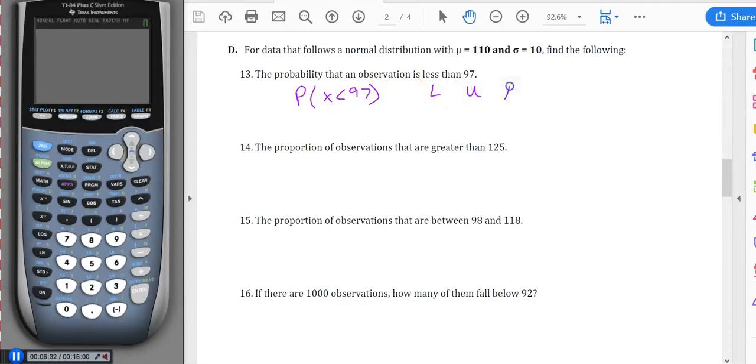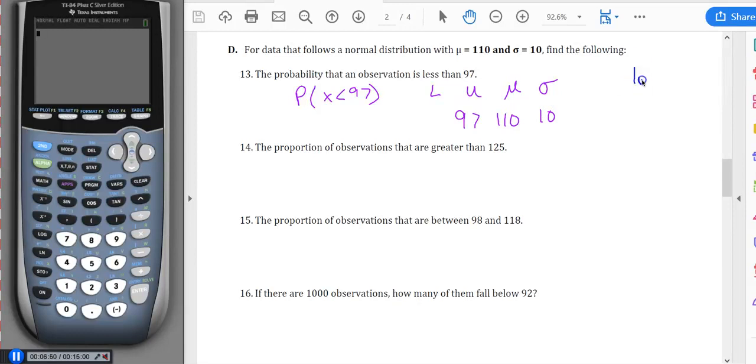I need to know my average, and I need to know my standard deviation. I know my upper bound is going to be 97, so I can't be any higher than 97. I already know that my average is 110, and my standard deviation is 10. Now, I don't have a lower bound for this. I don't have a start-off point.